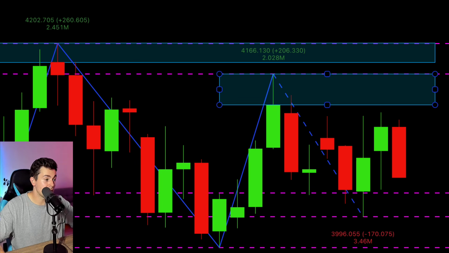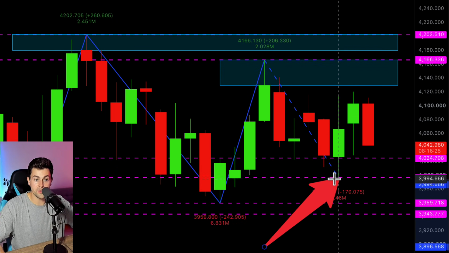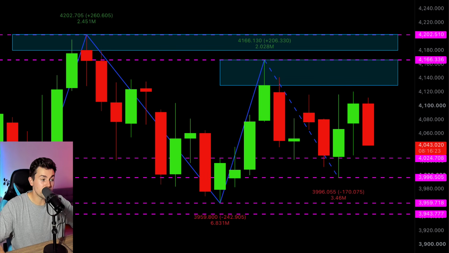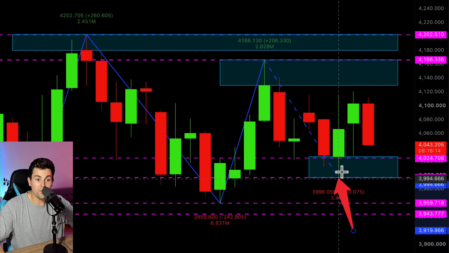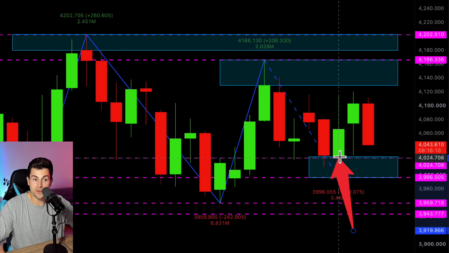Now let's take our key horizontal support right here. As you can see, we have a significant low, and based on that low, we can draw a support zone. You can see that I took the low of that candle based on its lower wick, and the upper boundary of that support is the candle opening level.